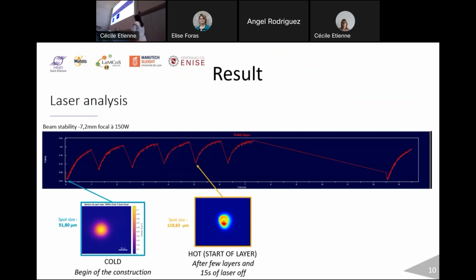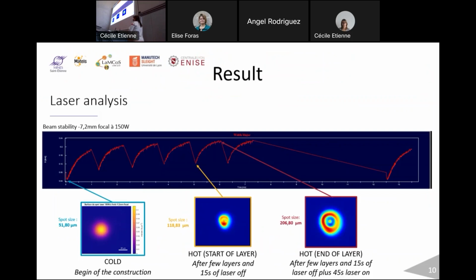But even in the stable state, we can see that depending on whether we are at the start of the layer or the end of the layer, we don't have the same laser spot. At the beginning, we have 100 micrometers, and at the end it is about 200 micrometers. So it's quite different, and you have to deal with it during your fabrication.